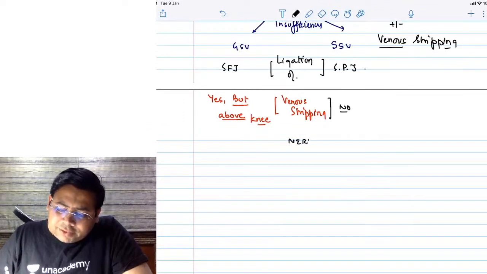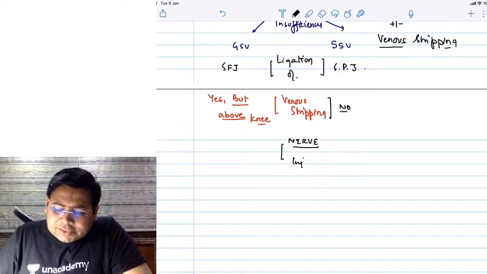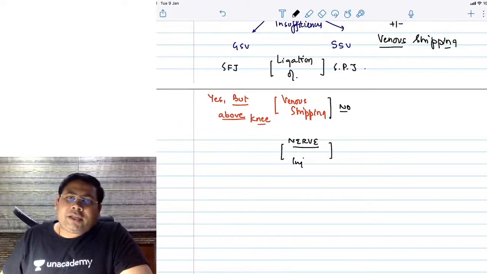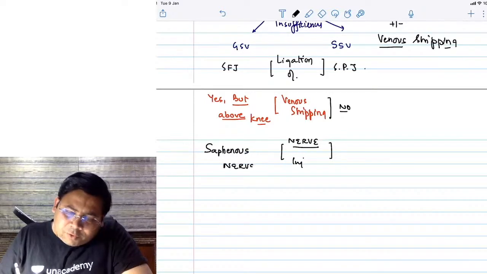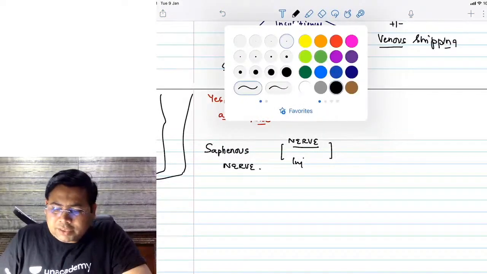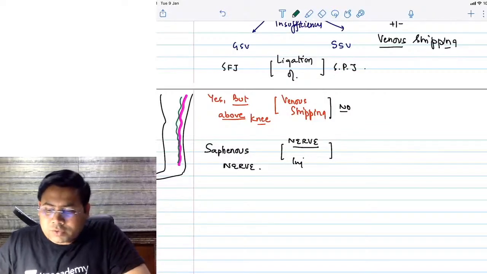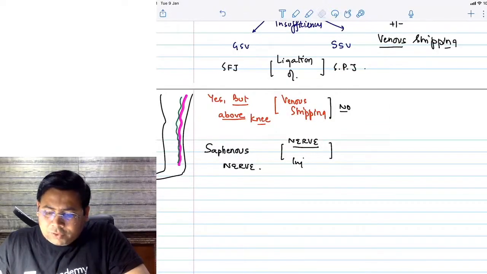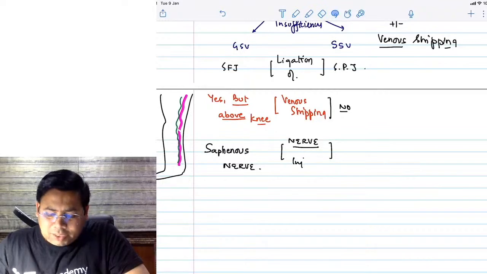But see, the answer is nerve injury, and the last version of NEET has a question on this: which nerve injury is seen in SFJ ligation and stripping of great saphenous vein? Answer is saphenous nerve. The reason why we don't go for below knee stripping is that below knee, suppose this is the target vein, the nerve may also be going along with this vein. So when you are going for stripping, we prefer to go for above knee stripping.